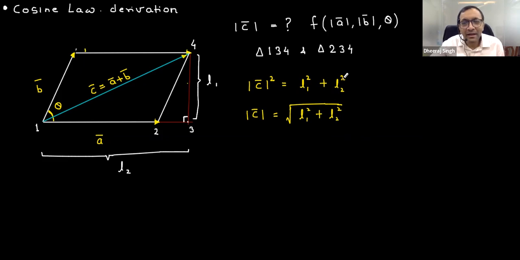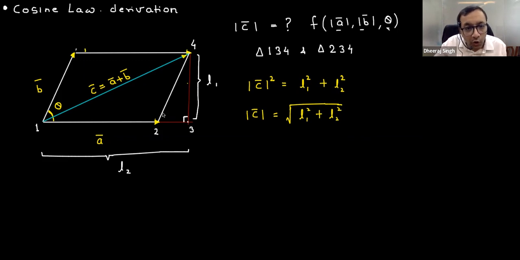No. Why? Because I want it in terms of A vector, B vector magnitude and angle theta. This is in terms of L1 and L2. So what do you do next? You find out L1 and L2 in terms of magnitude of A, B, and angle theta. Okay, so let us try to do that.